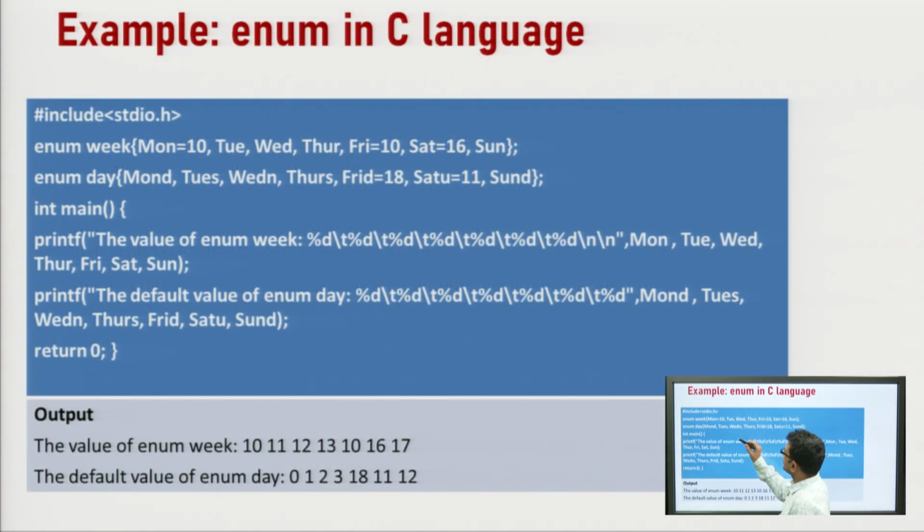We have declared two enum types. The first one's name is week and the second one's name is day, and each enum type has 7 data members, Monday to Sunday. In both the cases some of the members are already initialized. Monday is already initialized, Friday is already initialized, and Saturday is already initialized over here. Similarly, for the second case also, Friday and Saturday, both these two are already initialized.